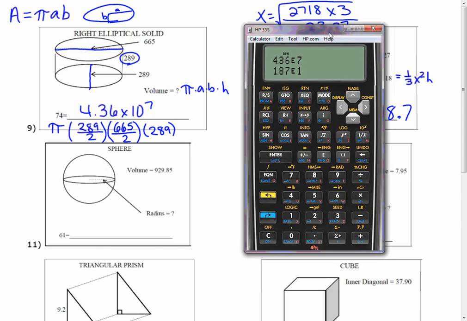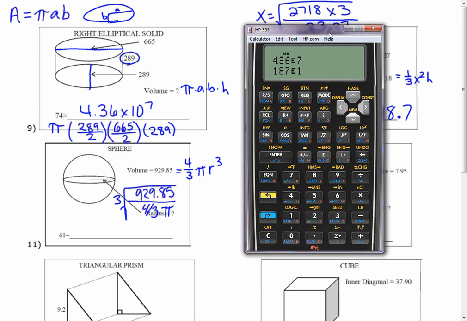We're back to a sphere. We have the volume given, and we want to work backwards to find the radius. If we remember from the first page, the volume of a sphere is 4/3 pi r cubed. So we're going to take our volume, divide it by 4/3, and divide it by pi. That's r cubed, so we need to cube root it. And we're looking for the radius.